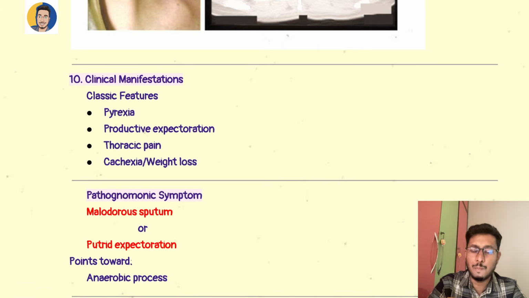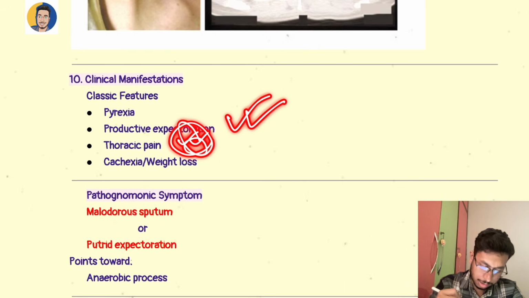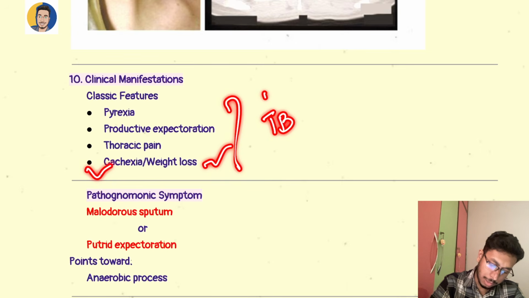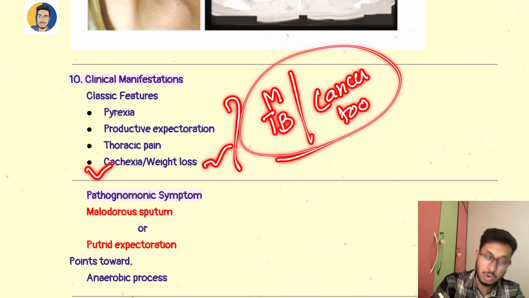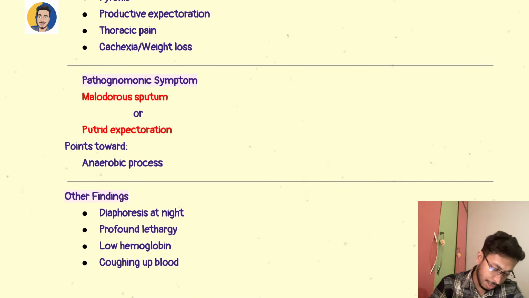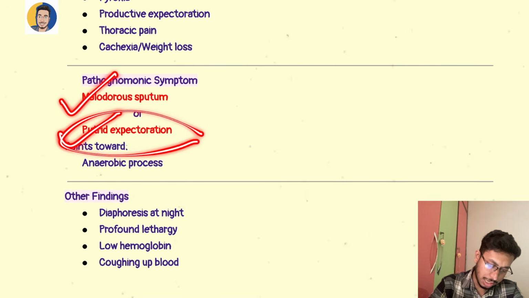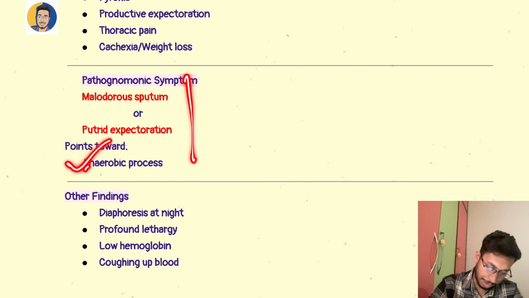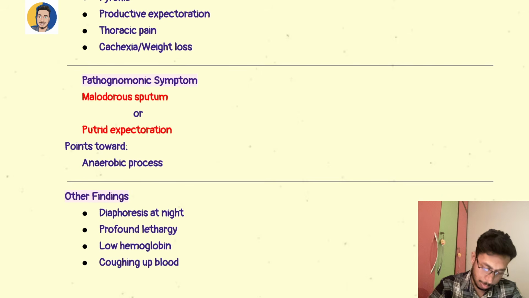So what is the usual overall presentation, the clinical manifestation of lung abscess? Because it is an abscess, there will be a prolonged history of pyrexia, productive sputum, pain in the thoracic region, and the patient will have weight loss and cachexia. You see, all of these are features of Mycobacterium tuberculosis. All of this can be features of cancer too. So these two are the important differentials of this case. One of the pathognomonic features, malodorous sputum or putrid expectoration, can be seen in case of lung abscess because of anaerobic infection. So this is one of the MCQs which is solved currently.